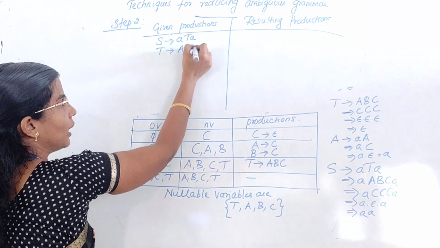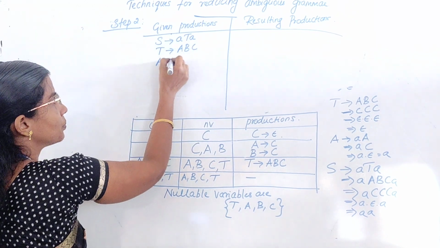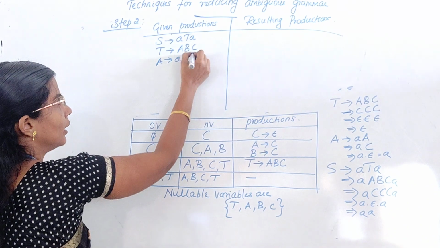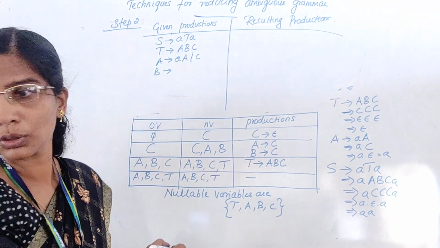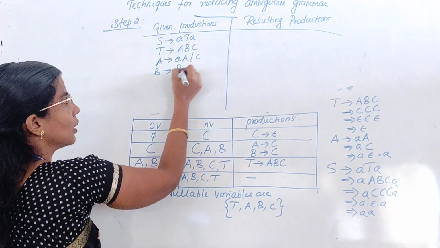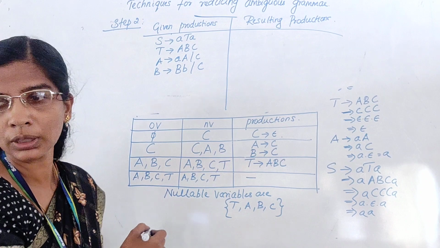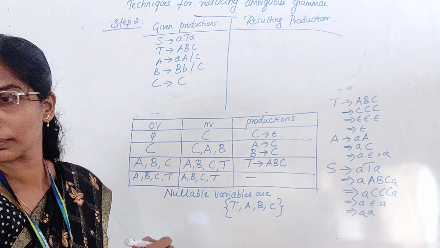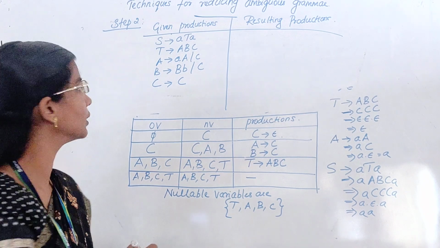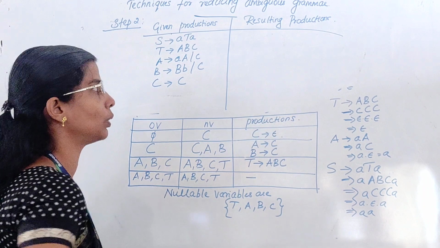A, B and C. Next it is A tends to A, C, B tends to BB, C. Wait, I am writing my complete question. C tends to C. Right, C tends to C or epsilon. Since I am eliminating epsilon production, I won't write it.